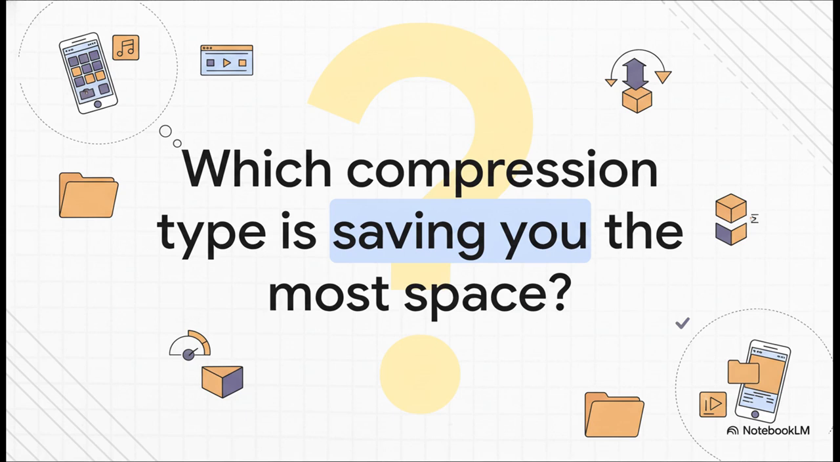And to finish up, here's a little thought experiment for you. Just pick up your phone. Think about your photo gallery, your music app, the videos you've saved. Which of these two compression methods we just talked about is the real MVP, the unsung hero that's doing most of the work to stop that dreaded storage full message from popping up? The answer is literally in the palm of your hand.